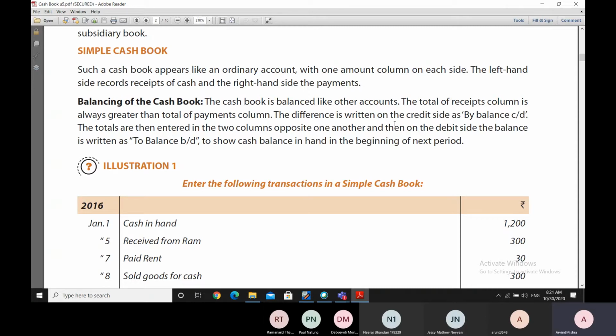And we write this difference on the credit side. When we say credit side, we mean the right-hand side, where the difference is written as "By balance carried down." "By", because on the right-hand side, whatever entries are made in any account, the word "by" is always added to it as a matter of routine.